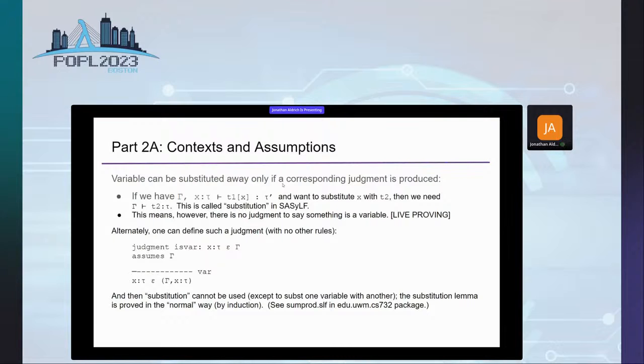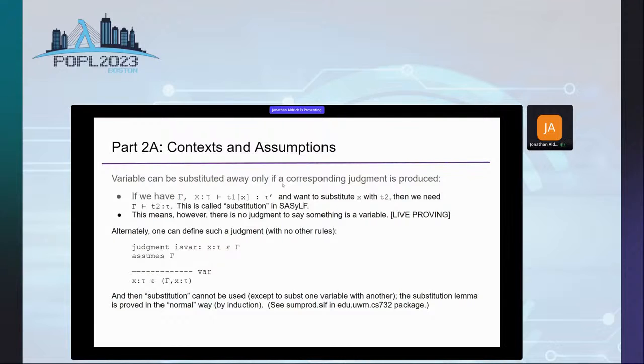But the disadvantage is that since this thing is only hypothetical, there's no way to ever substitute, because you can only substitute one variable with another. There's no proof of anything being a variable because nothing is a variable. None of the syntax is a variable. Only variables are variable, and variables are just hypotheticals. So then you just prove your substitution lemma in the normal TAPL way.